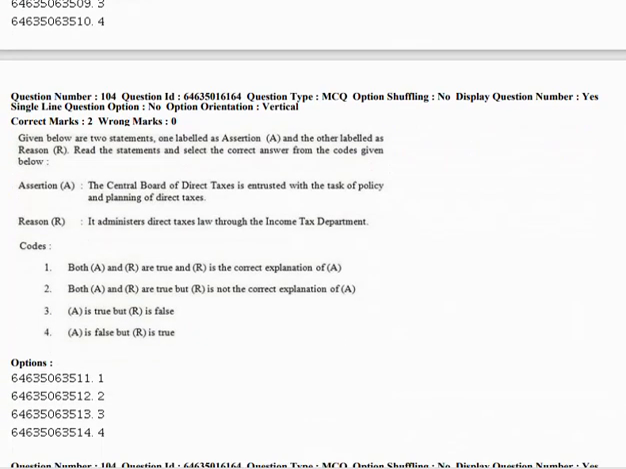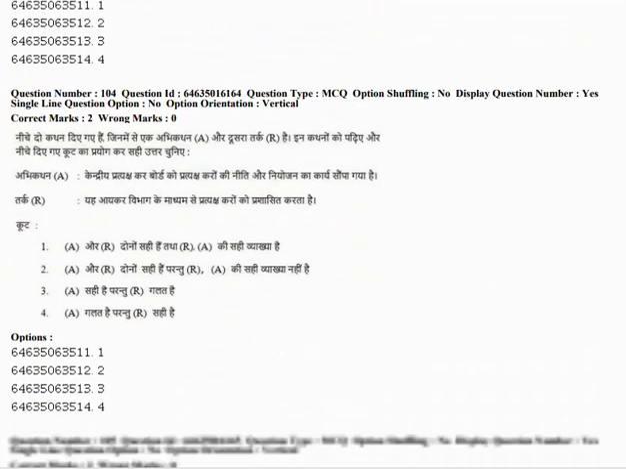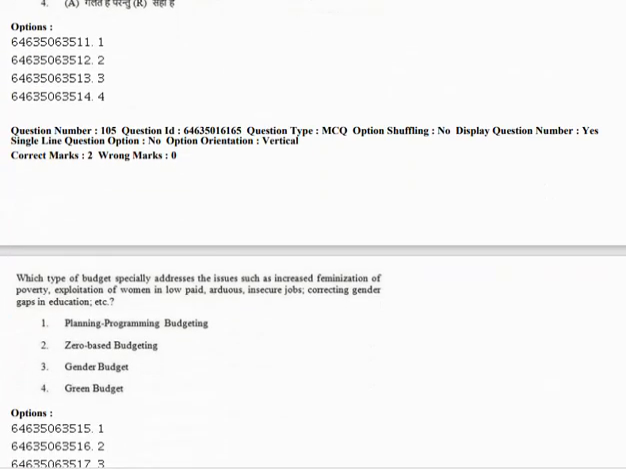104. Assertion is given: Central Board of Direct Taxes is entrusted with task of policy and planning of direct taxes. This is correct. It administers direct tax law through the income tax department. Statement is correct but not a correct explanation. Hence, option number 2 is the correct answer.